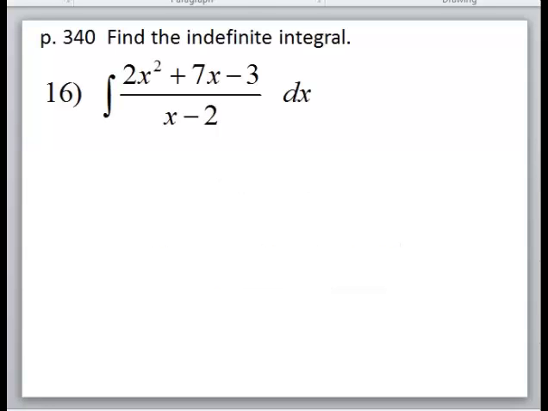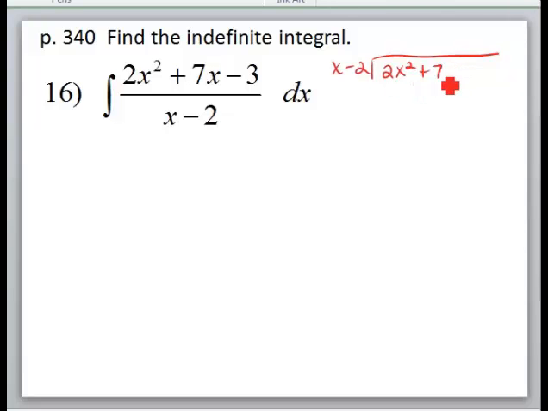Alright, so we're going to continue doing some more problems. This time, if you start to look at these, it's going to be hard to make a u statement out of either one of these. If you make this be u, you get 4x plus 7. That's not going to help cancel the bottom. If you make the bottom u, it's not going to help cancel the top. So this is one of those problems where we're going to actually use long division as a technique of simplifying.